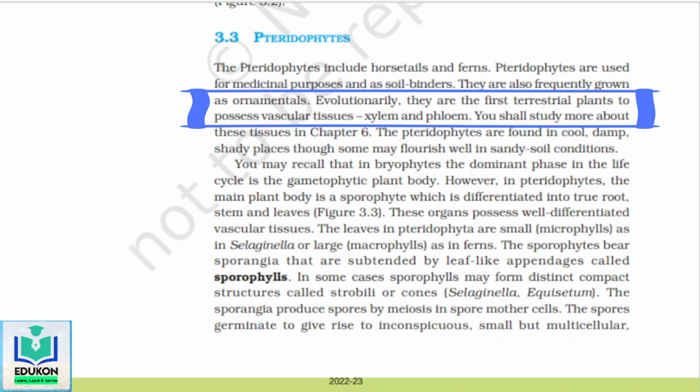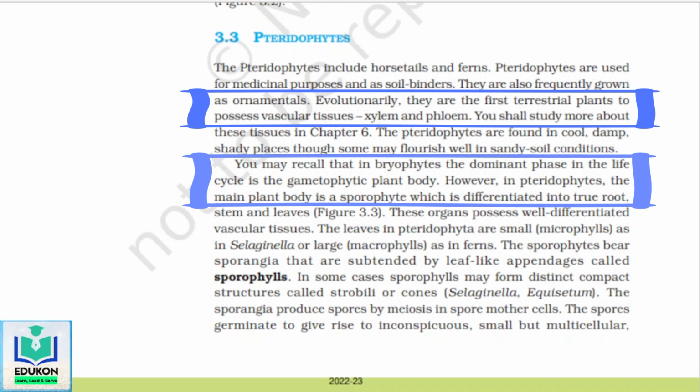You may recall that in bryophytes, the dominant phase in the life cycle is the gametophytic plant body, whereas in pteridophytes, the main plant body is the sporophyte. This is a very important difference between bryophytes and pteridophytes: in bryophytes the gametophyte is the dominant phase of the life cycle, whereas in pteridophytes it is the sporophyte.